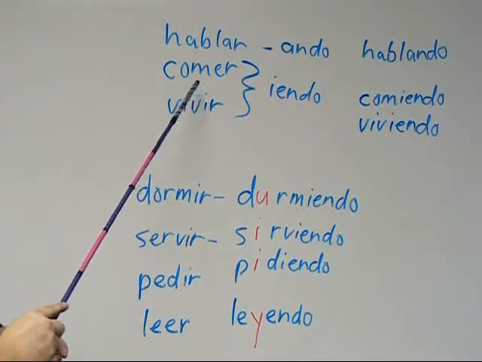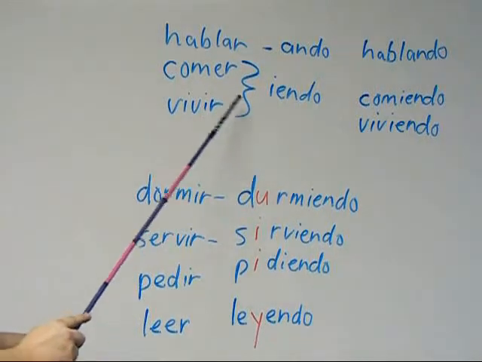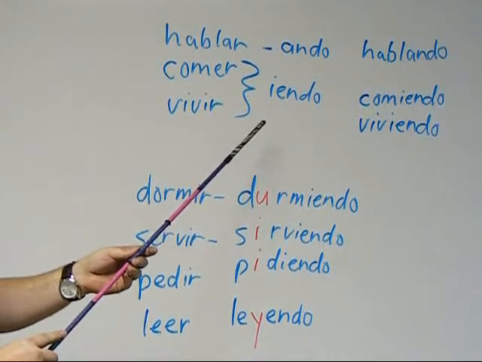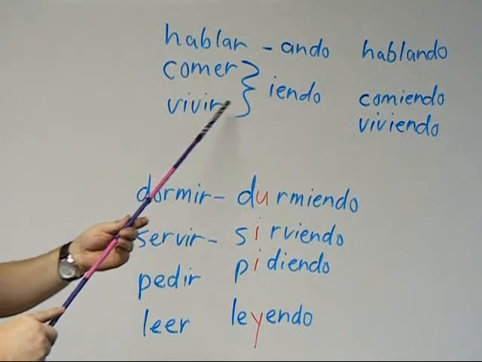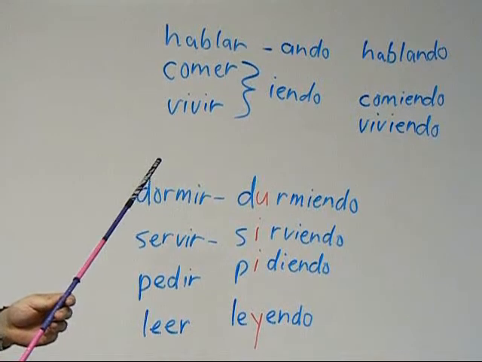Now let's look at the two -ER/-IR verbs that I have, comer and vivir. You would add -iendo to the stem of each of these. So eating would be com plus the -iendo, comiendo. Living would be the viv, the stem, plus the -iendo, and I would get viviendo, living.